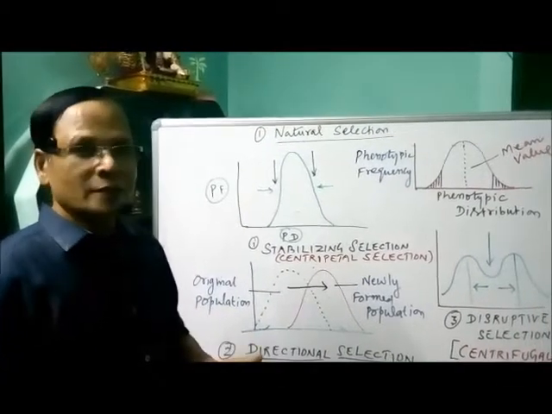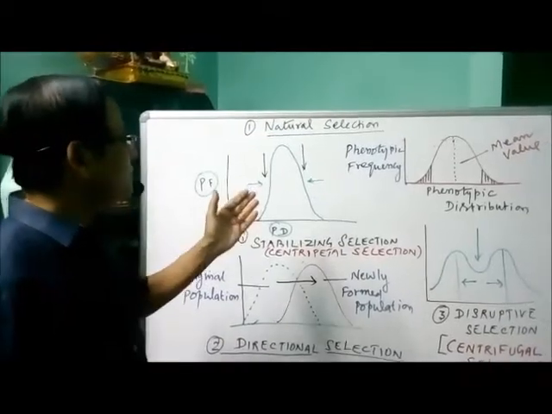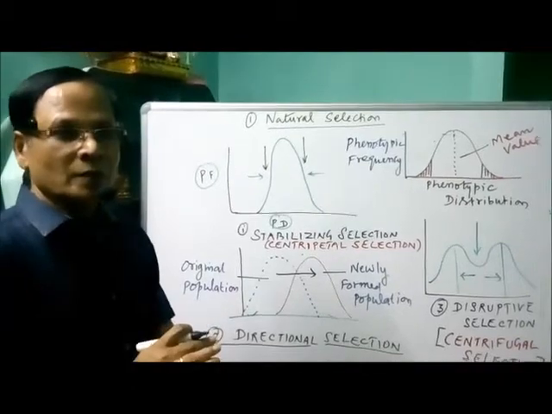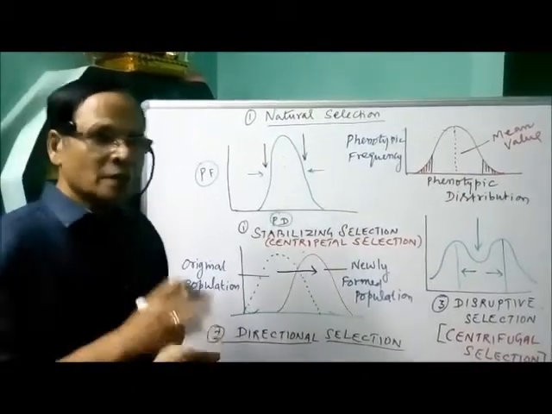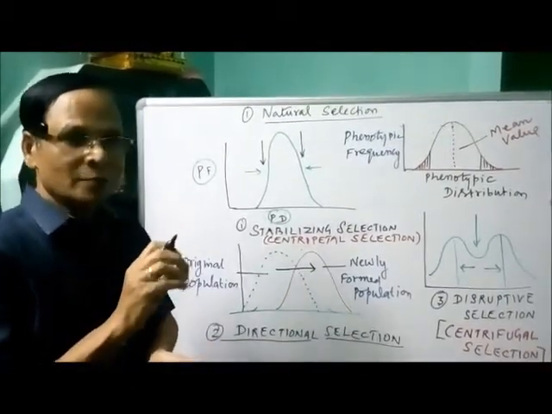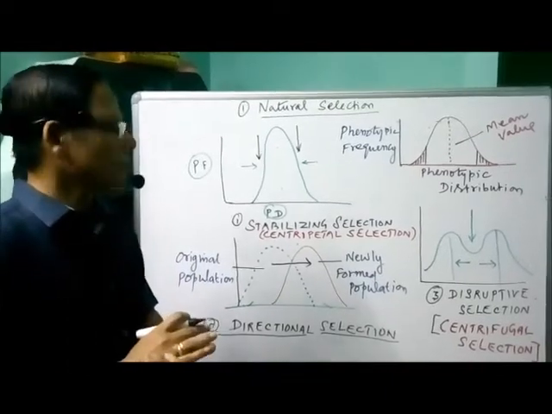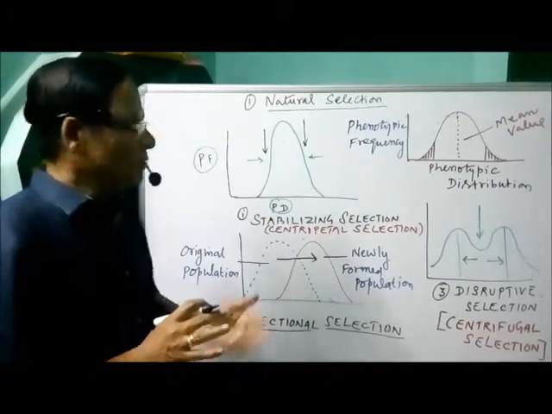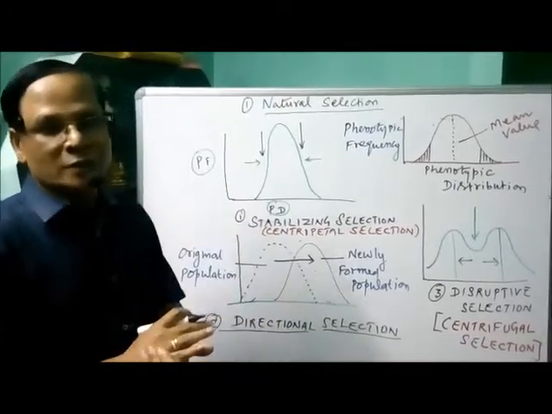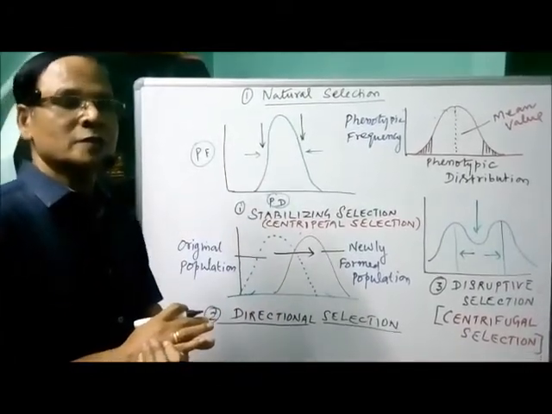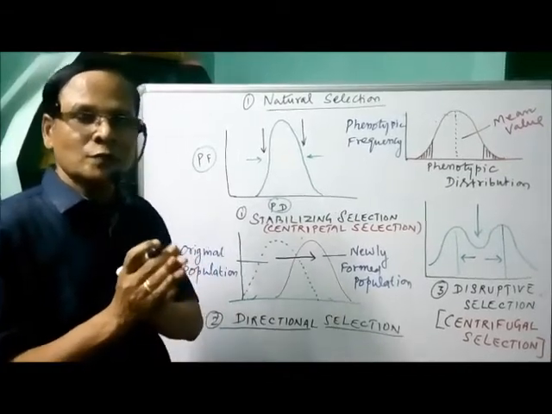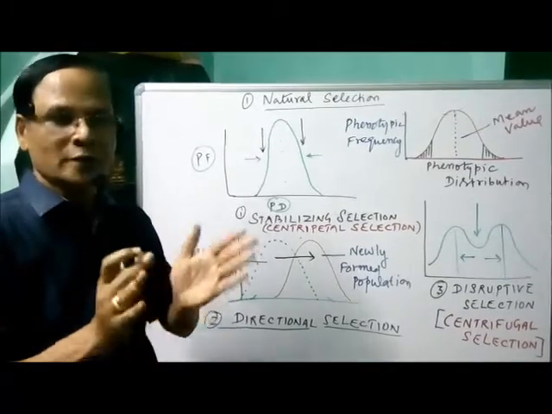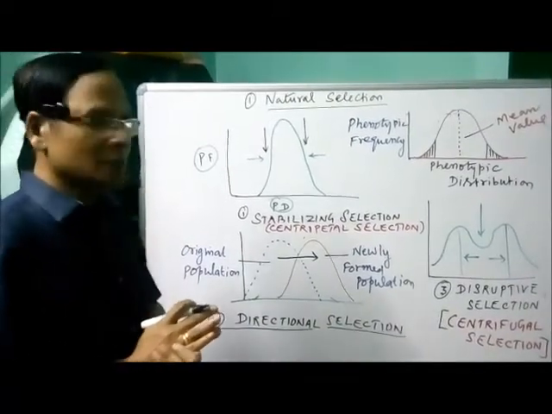According to modern synthetic theory, natural selection is a population-oriented genetic phenomenon. Darwin calculated the number of individuals, not the number of genes in a population. But here, as per the modern synthetic theory, it is based on population genetics. What is population genetics? The study of frequency of genes or the study of frequency of genotypes. That is called population genetics.